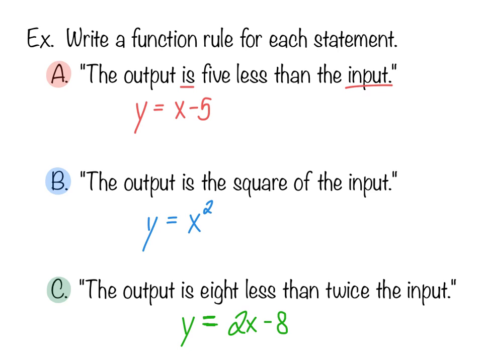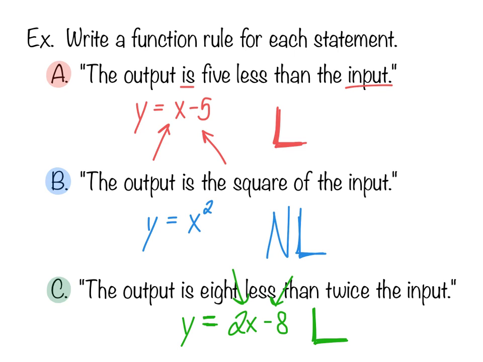So of the three that we've written, we've got one that is linear, the second one that is not linear, and then the third one that is also linear, right? And I can tell because we can write these in slope-intercept form. We have a slope of 1, a y-intercept of -5. We've got a slope of 2 and a y-intercept of -8. But because the second one has an exponent there, that's a dead giveaway that this is not linear.